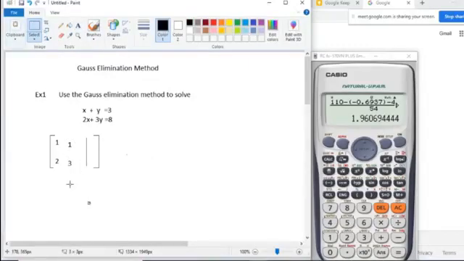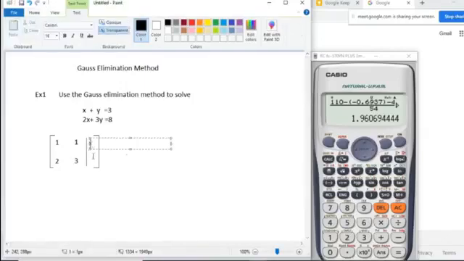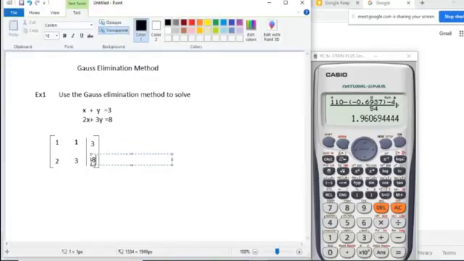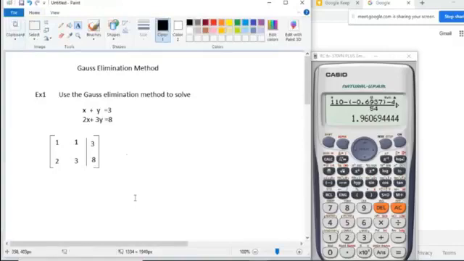Perfect. After that, give me the free number, which is in the right side. The right side, you have what and what? 3 and 8. The free number here, I have 3 and I have 8. Perfect. Then I have here 3 and 8.